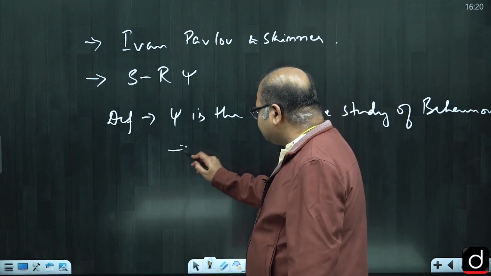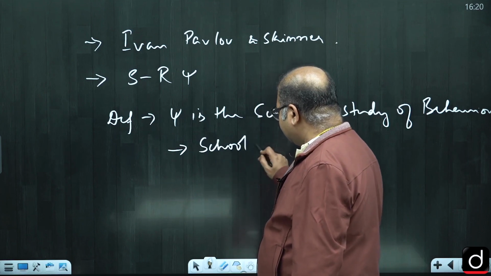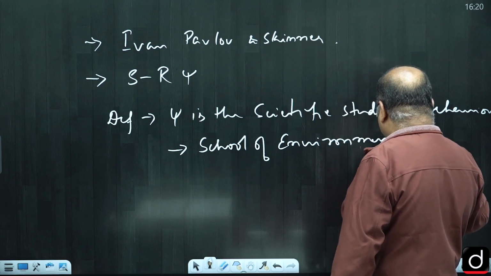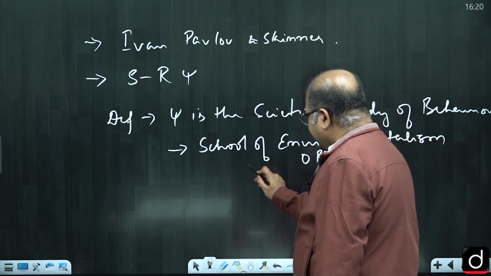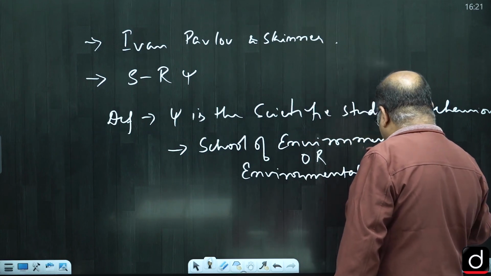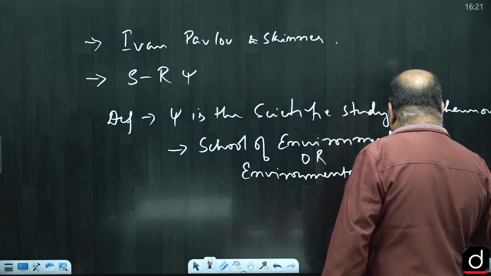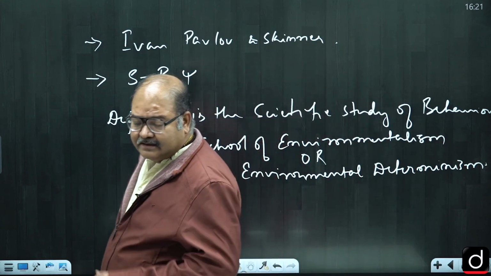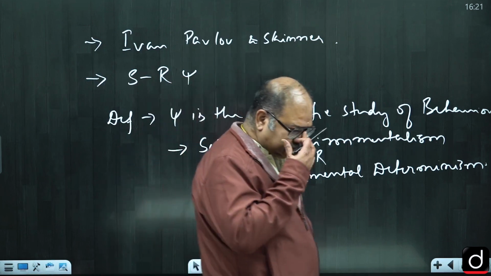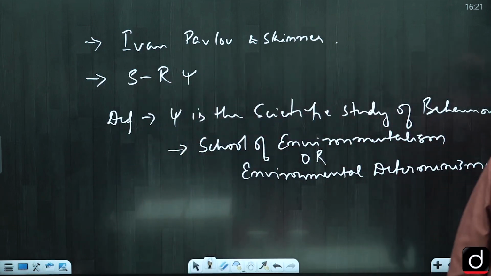So behavioral school is also known as school of environmentalism or environmental determinism. Environmentalism or environmental determinism, दोनों एक ही meaning है. Environment determines what we learn and what we unlearn. So man is passive recipients of environmental stimulus. We are reactive.